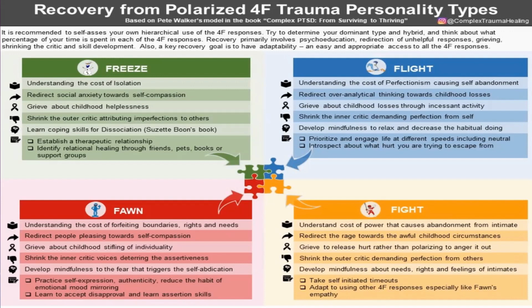Recovery for people with prominent fawn parts involves understanding the cost of forfeiting boundaries, rights, and needs. They need to grieve the stifling of individuality during their childhood and redirect people pleasing towards self compassion. They need to appease their inner critic, which stops them from being assertive, and to accept disapproval.